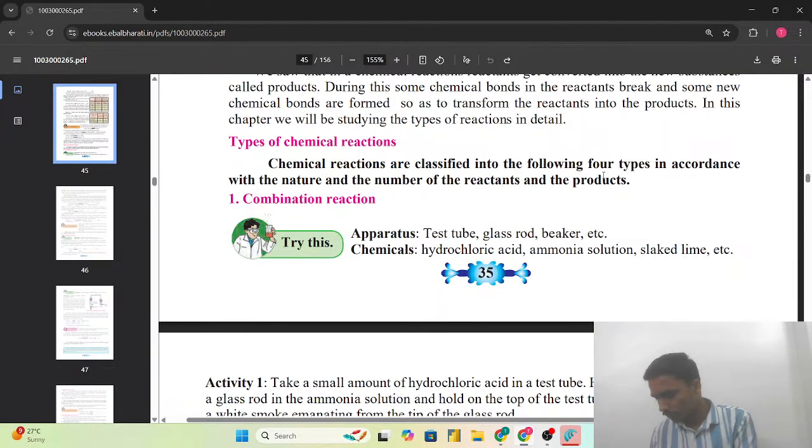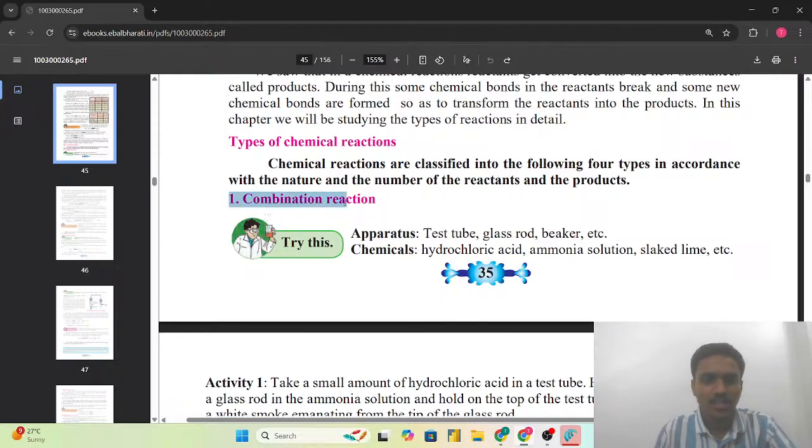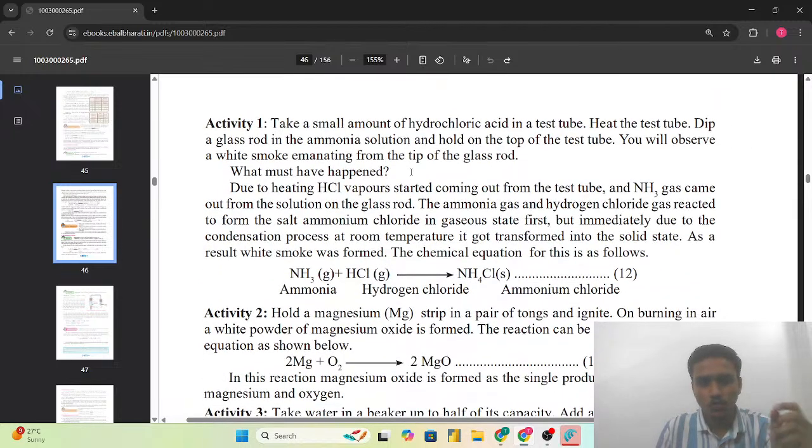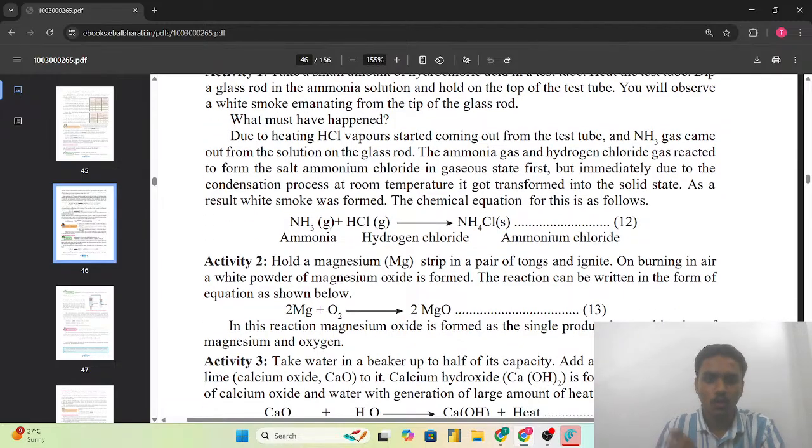So we can see here the combination reaction. So सबसे पहली जो reaction है combination reaction. Again we are having one activity here. So the activity you will be performing in your school lab. So we are not going to take the activities here, but we are going to cover all the other stuff, that is reaction, chemical reaction, and all other parts.